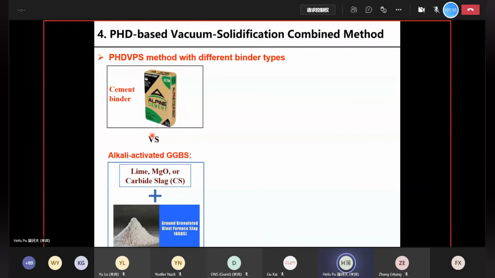We also look at different binder types. We compared the traditional cement binder with the alkaline activated GGBS, which is a granulated blast furnace slag. We use different types of alkaline such as lime, MgO, magnesium oxide, and carbide slag. The alkaline activated GGBS has better performance than the traditional cement binder in terms of both strength and the environmental effect. And the previous presenter, Professor Yao Lin, has done a lot of good work on this topic.